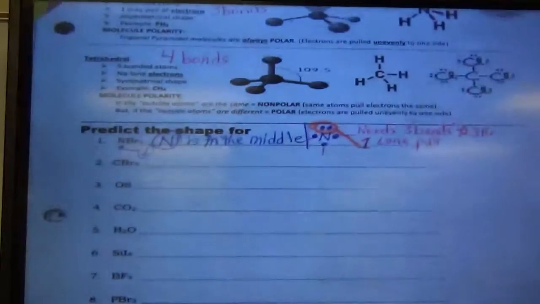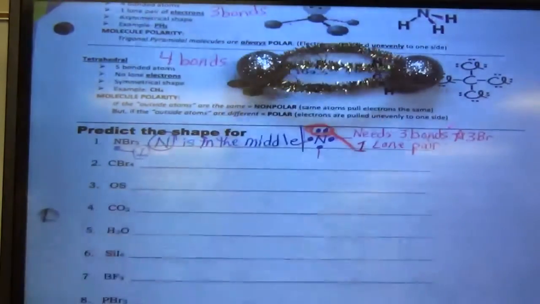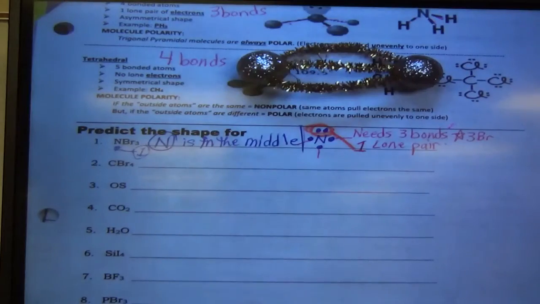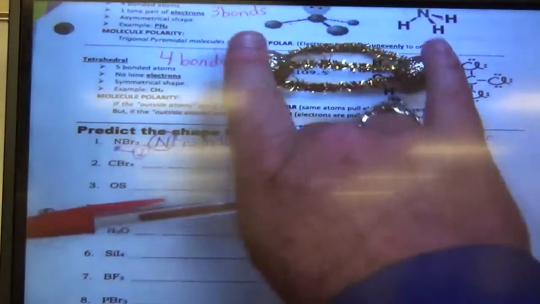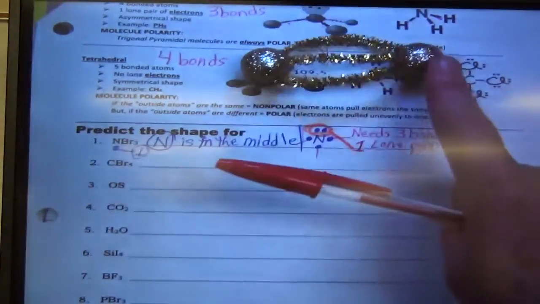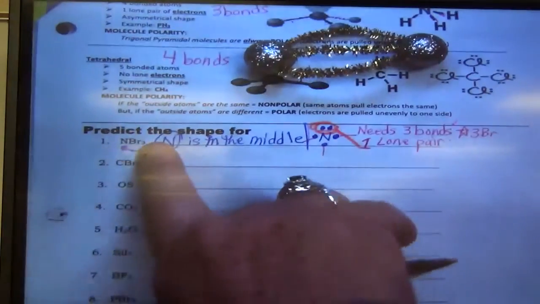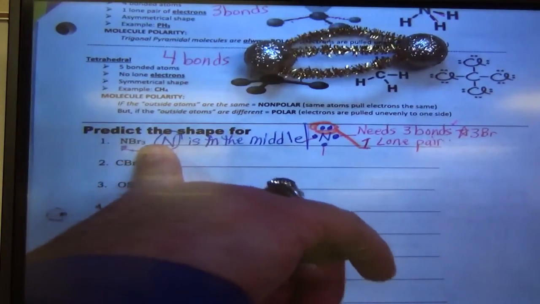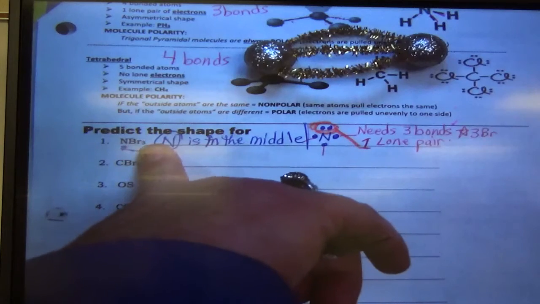All right, what about this one? Goodbye, wrong shape, can't work. Now this one, does this one have a lone pair? There's something else wrong with it. See how many atoms are here? 1, 2. How many atoms are in our formula? We have 3 bromine and 1 nitrogen.